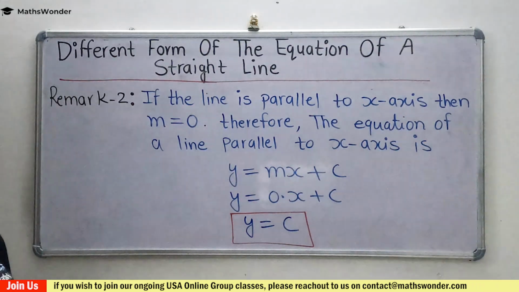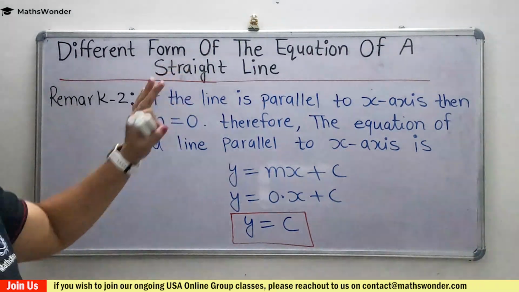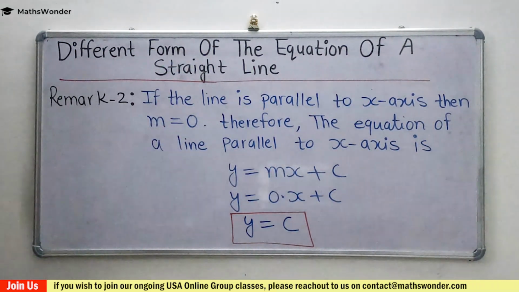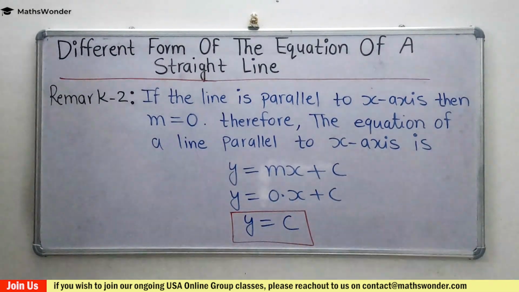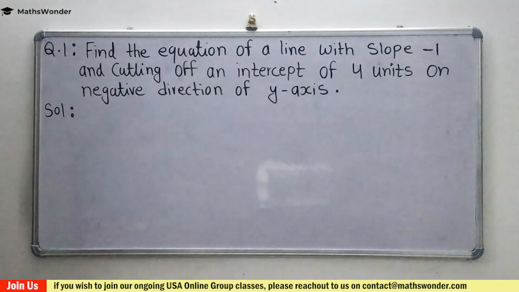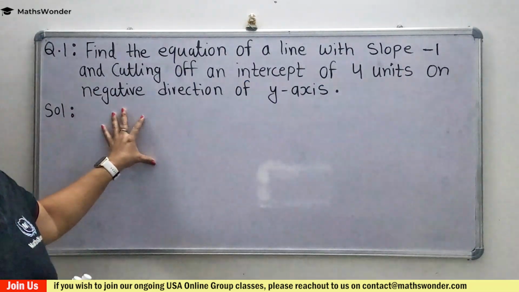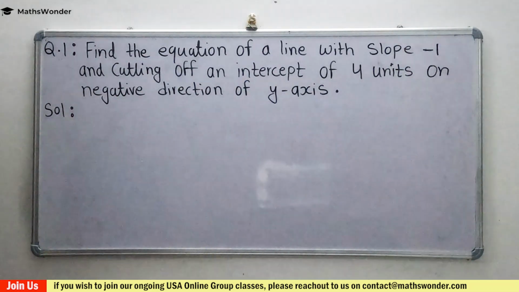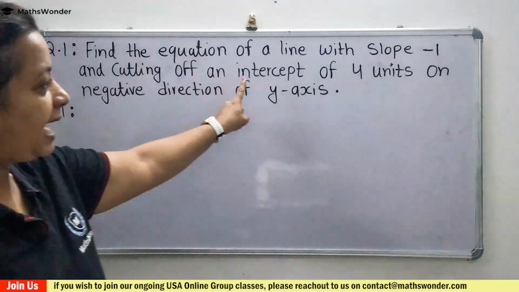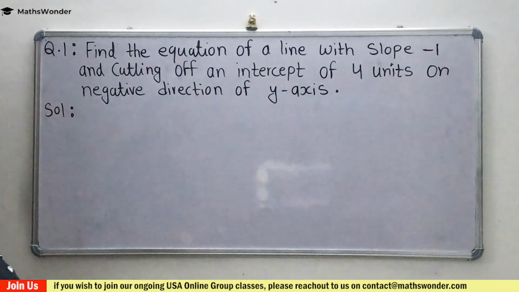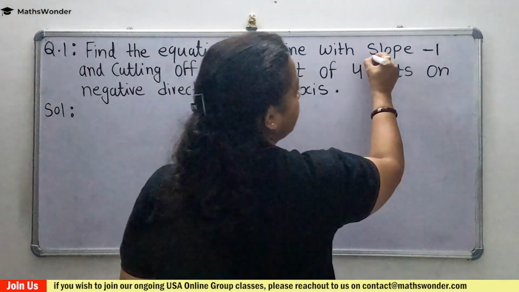Understood the two conditions based on this topic? So the line equation will vary when your line is in a different form. Now see question number 1 based on this topic. Find the equation of a line with slope -1.